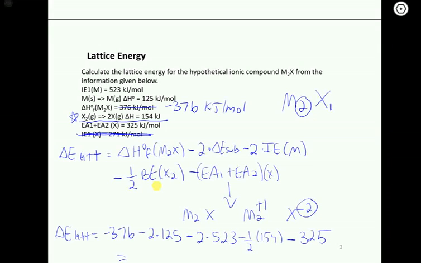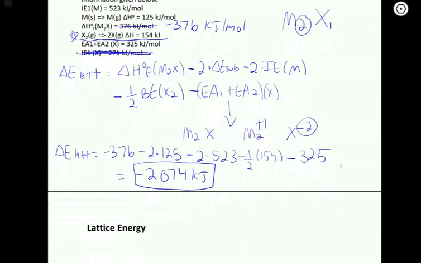Fairly large number, we get minus 2,074 kilojoules. Alright, now to convince ourselves that this equation is right, or if you prefer to draw out the cycle, which takes a little bit longer but is very helpful for understanding what's going on here, let's draw out the full cycle for this.